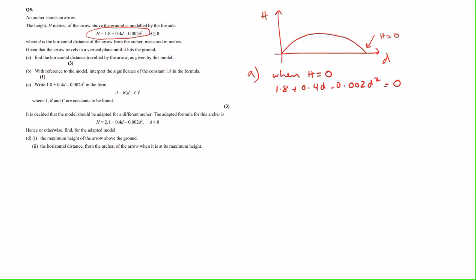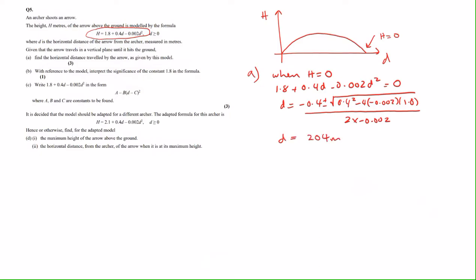So this is a quadratic that you can solve. However you want to solve this, you can put it directly into the calculator, you can use the quadratic formula, either of those would work. So if I were to use the quadratic formula, b would be 0.4 and we'd have b squared minus 4ac, just make sure you're getting all your signs correct, over 2a. And that will give you an answer of about 204 metres. So that's to say, when we hit the ground, we've travelled a distance of 204 metres.